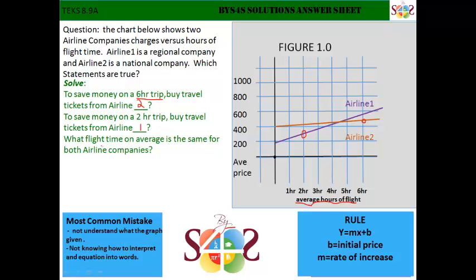Now here we have a final question, which is what flight time on average is the same for both airlines in price? So in order to find that, all we would need to find is the intersection of where both airline 1 and airline 2 cost the same, which is going to be right here. And we see that it's roughly about 4.5 hours. So if you take a 4.5 hour trip somewhere, you could either choose airline 1 or 2 since they're both going to be the same.